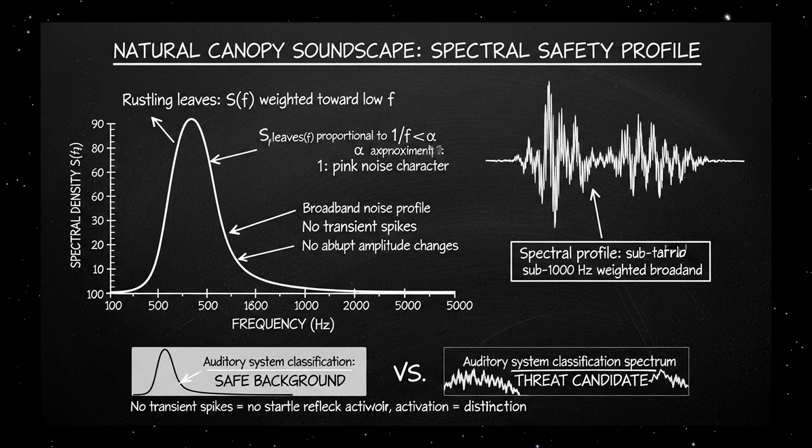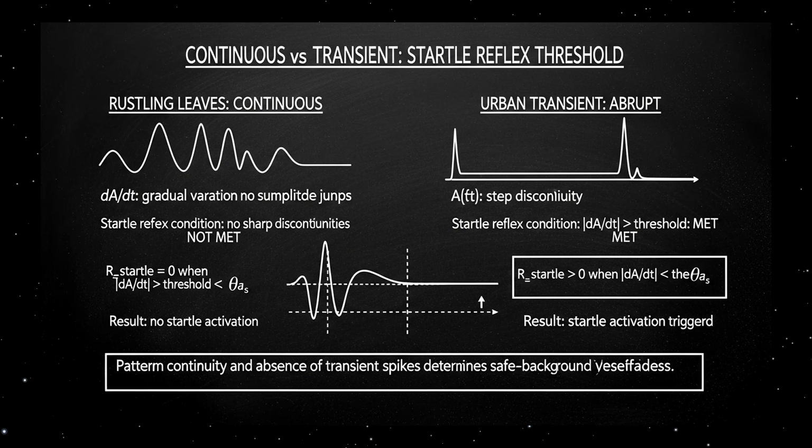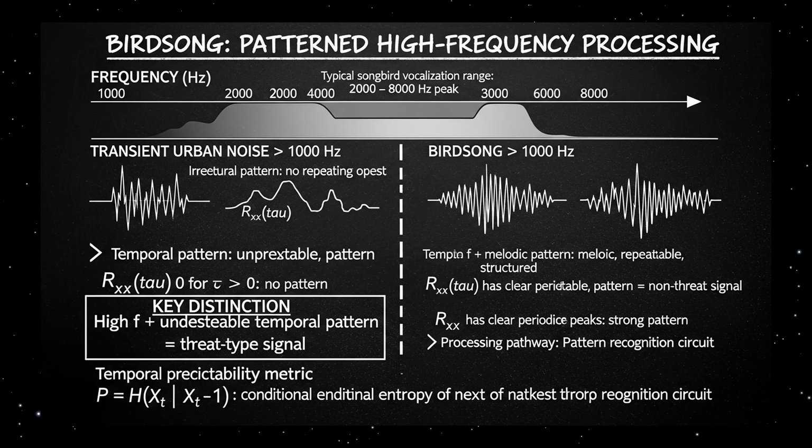Rustling leaves generate broadband noise weighted toward lower frequencies, a spectral profile that the auditory system classifies as safe background. The sound is continuous, unpatterned, and free of the transient spikes that trigger the startle reflex. Birdsong operates differently. It contains higher frequencies. Many songbird vocalizations peak between 2000 and 8000 Hz. But the temporal pattern is melodic and predictable rather than abrupt. Patterned, melodic, high-frequency sound is processed differently from transient, high-frequency noise.